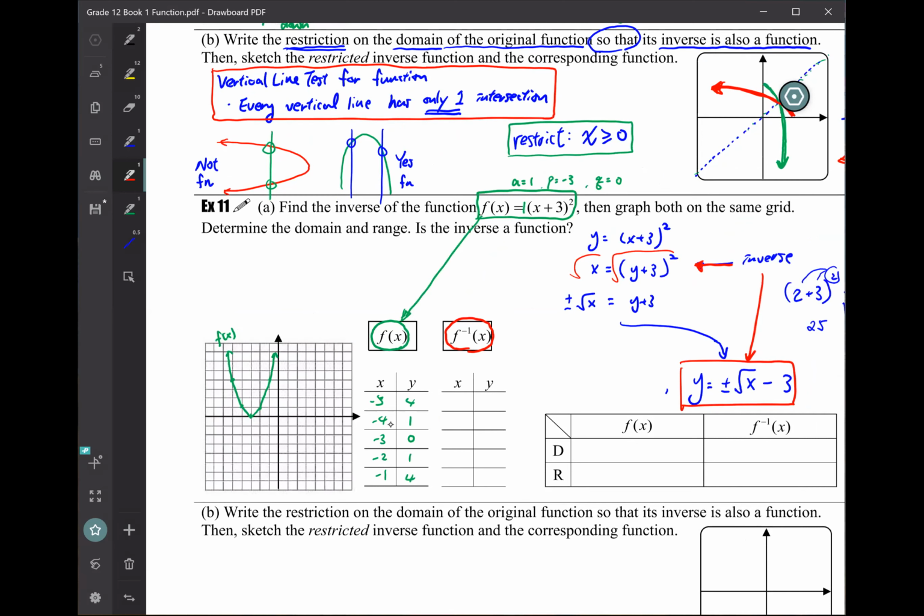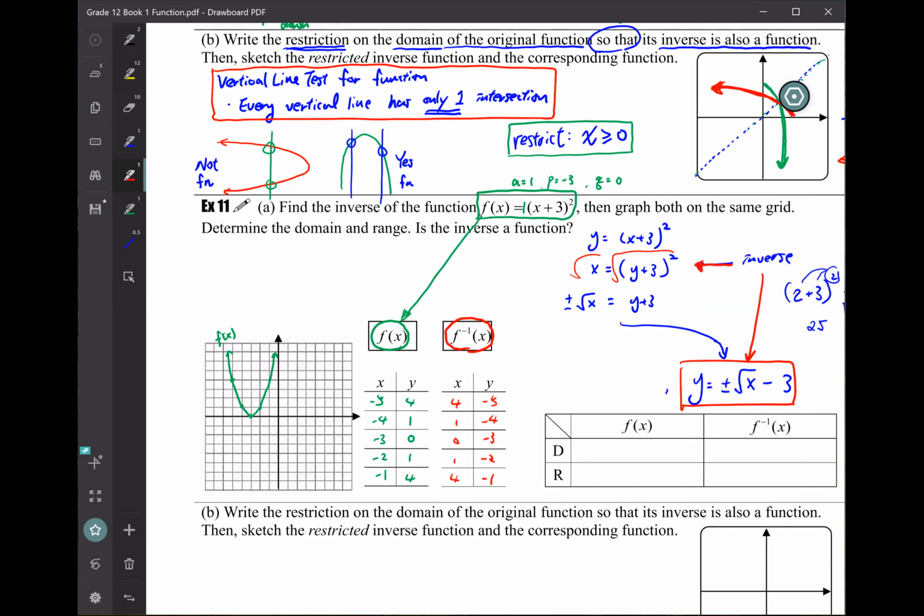Okay, so let's fill in the table. I'll do this part now. So 4, 1, 0, 1, 4, -5, -4, -3, -2, -1. Donna, are you done with the graph? Yeah. Okay, you didn't raise your hand. I didn't know. Oh, sorry. Kelly, how about you? You finished the graph? Yeah. Do you know how to raise the hand? It's in participants, right? Yes. Try it. Okay, perfect.